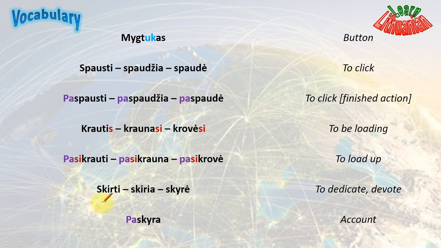Next. We'll see how the word account is derived. Skirti, skiria, skyrė. To dedicate or to devote. The same with the pa- prefix. Paskirti, paskiria, paskyrė. To dedicate, a finished action. And the word account is paskyra.